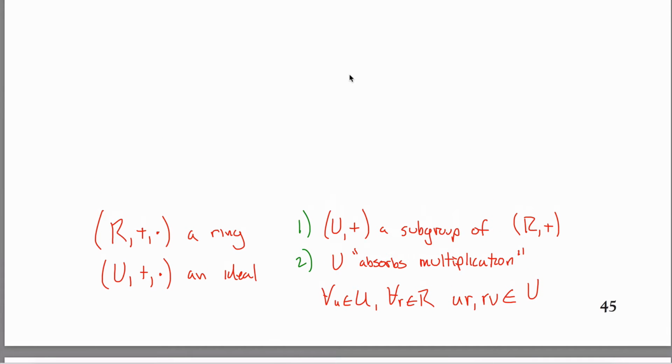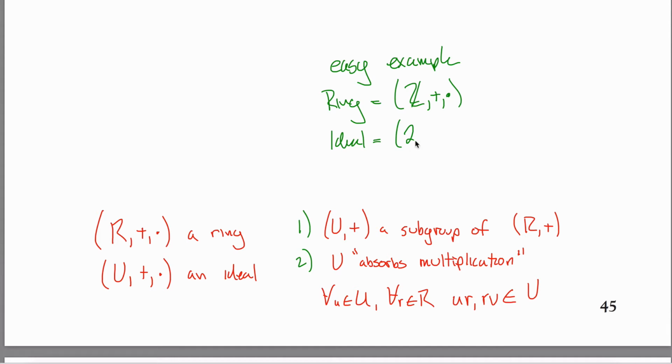The easiest example, or the one that I think of when I think of ideals, is if you let your ring be the integers with addition and multiplication, and your ideal could be the even integers, with, of course, those same two operations. You can see it's an ideal.